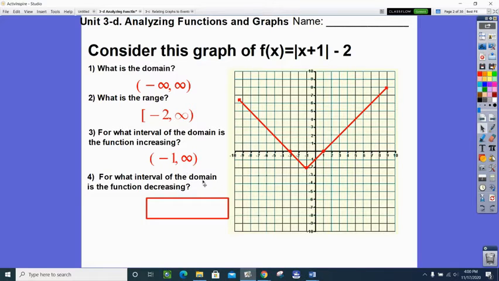Now for what interval of the domain is the function decreasing? And did you put from -infinity up to that -1? So this piece right here is the decreasing piece. A lot of people get confused because the arrows are like, well, it's pointing up this way. You're riding the function left to right. And if you're going down, that's decreasing. And if you're going up, that's increasing.